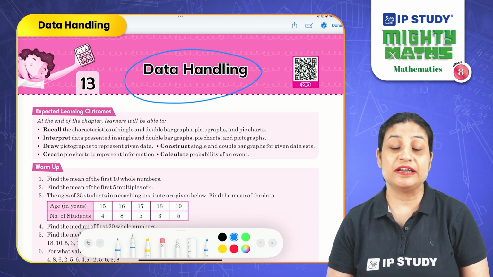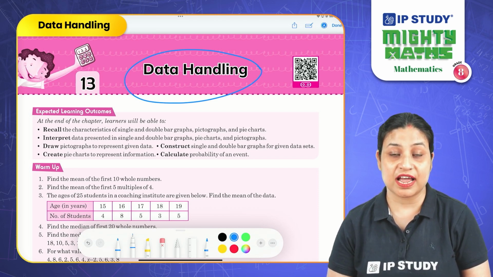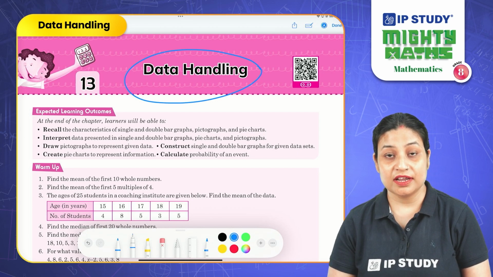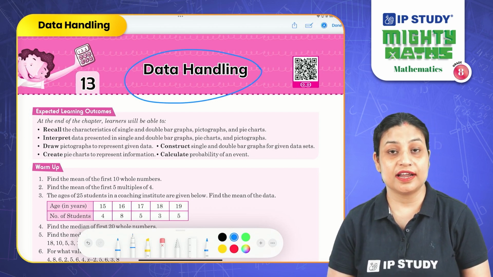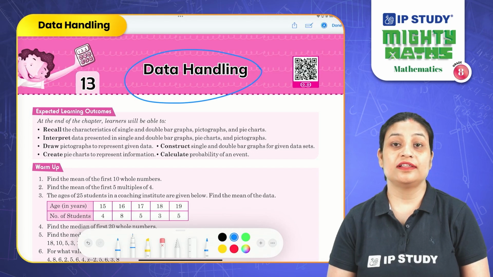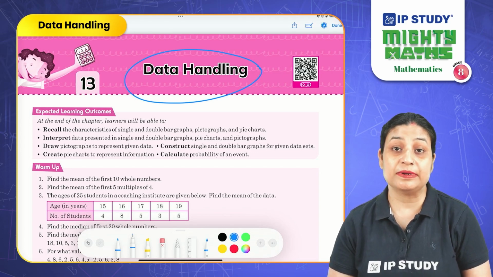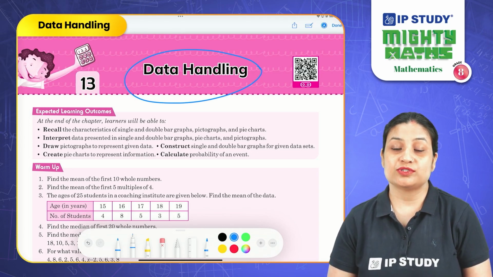Then we will be discussing a very new concept, that is pie chart, in this chapter. In that case, we will see how to draw a pie chart for a given data and how to read a pie chart. Then towards the end of the chapter, we will be discussing probability. So without wasting our time, let's start the session.